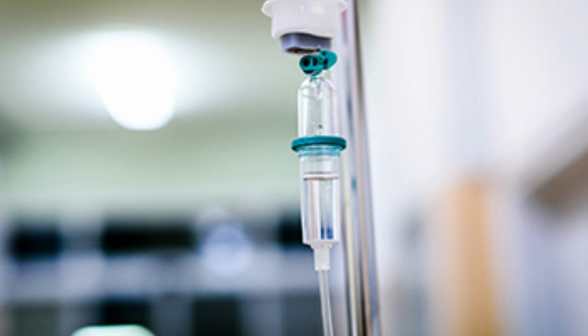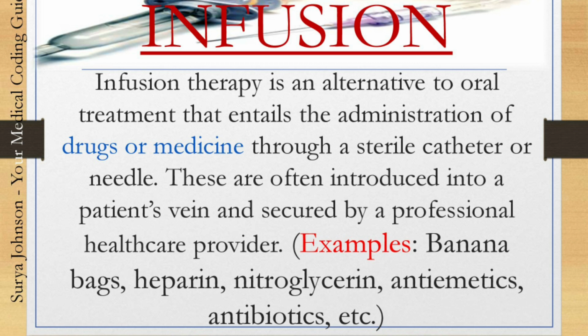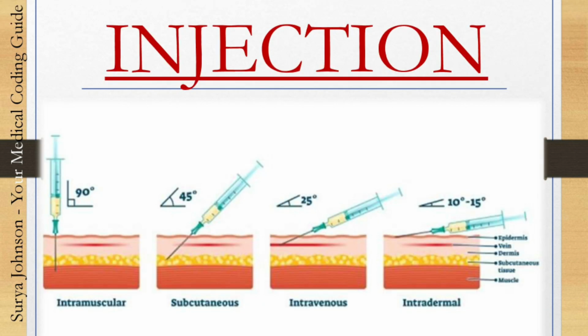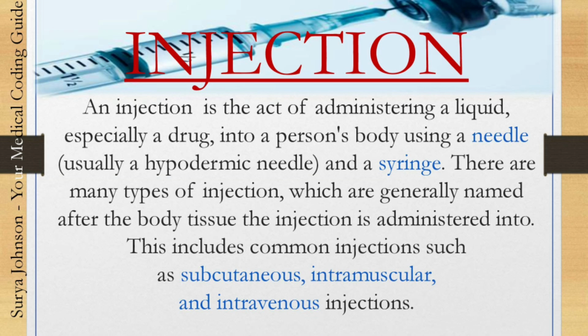That is infusions. The examples are banana bags, heparin infusion, nitroglycerin, antiemetics, antibiotics, etc. So in general, all the drugs that are given via this method are infusion. Next, we'll move on to injection. So what is injection? An injection is the act of administering a liquid, especially a drug, into a person's body using a needle and a syringe.